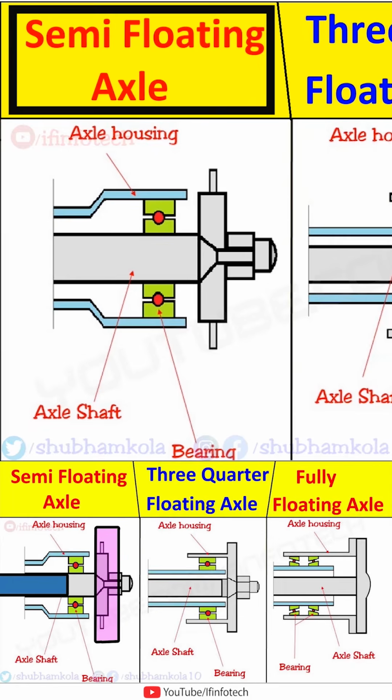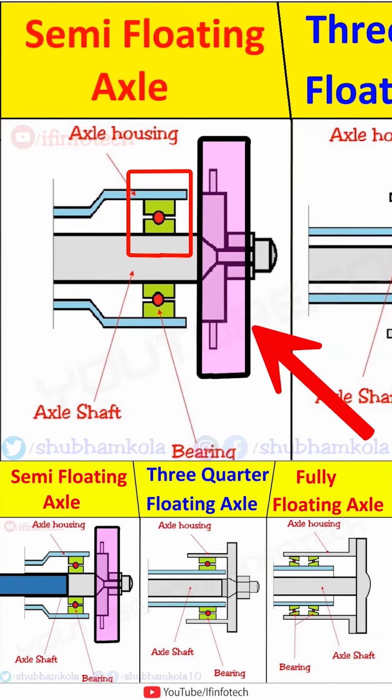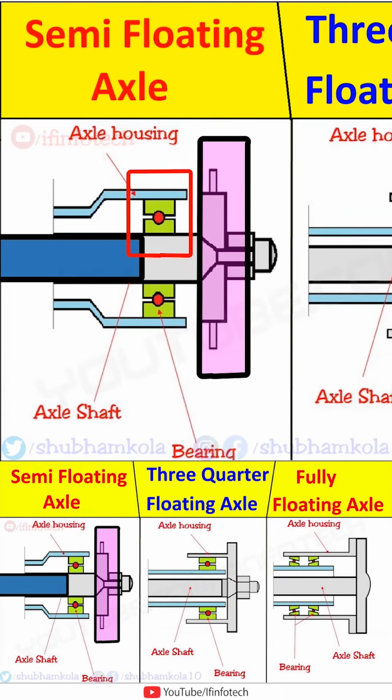First, the semi-floating axle. In this type, the bearings are installed in between the axle housing and the axle shaft, and the wheel is fitted directly to a flange at the outer end of the shaft by bolts, while the inner end of the axle shaft is splined to the differential side gear. The axle shaft supports all load, side thrust and driving torque.